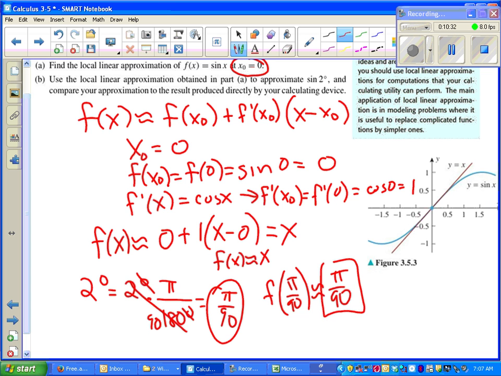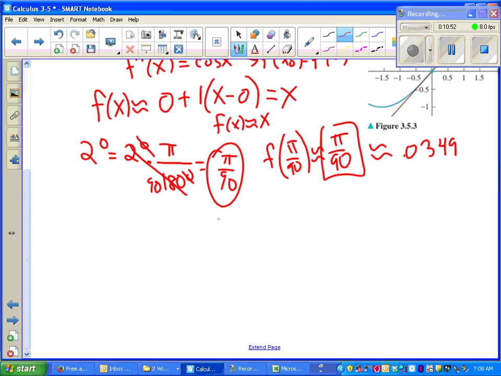So there's our approximation, which we can get as a decimal. Turns out that it's 0.0349 if you put that in the calculator. Now if we actually go to the original function, f of x equals sine of x, and calculate sine of 2 degrees, or sine of pi over 90 radians, put that in the calculator and we get 0.0349. Pretty close to the same thing. In fact, rounded to 4 decimal places, it's exactly the same thing. So our local linear approximation seems good.